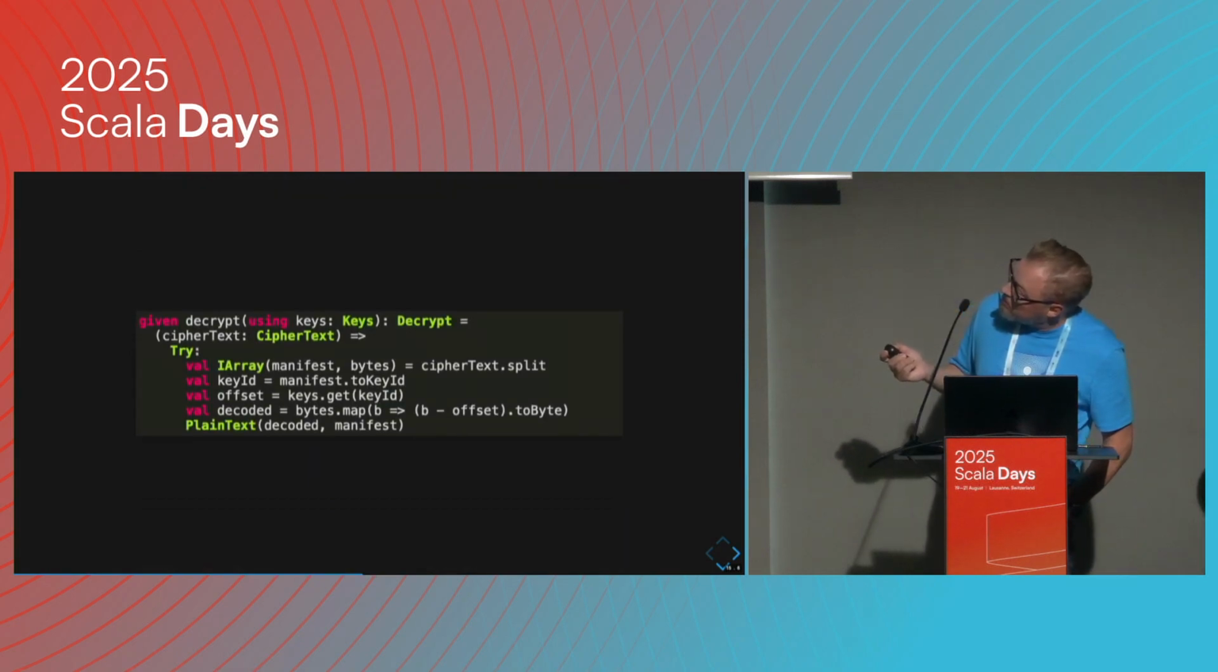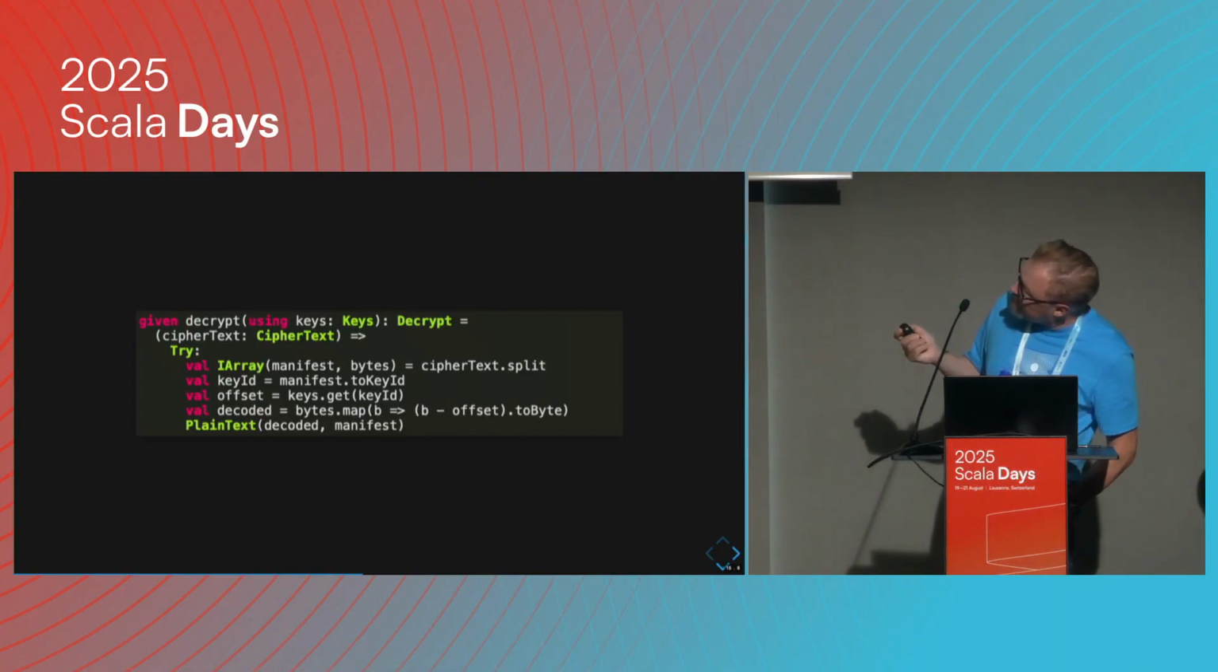So using the key map here, we get out the manifest, so we split up the ciphertext, manifest, and the bytes. We convert it to a key ID, get the offset used, and then we can decrypt this and return the plain text.